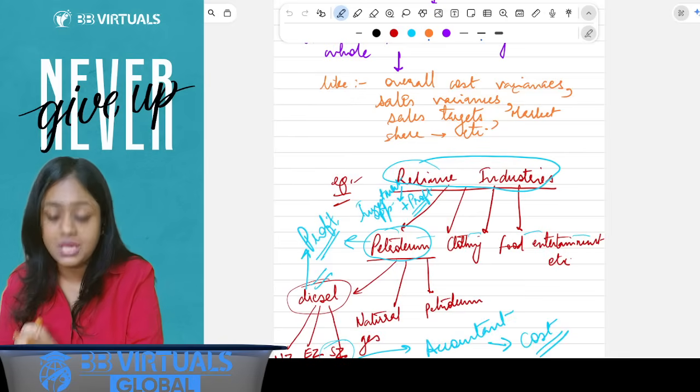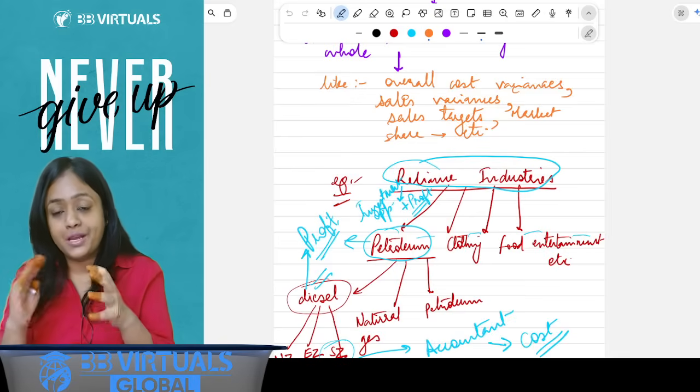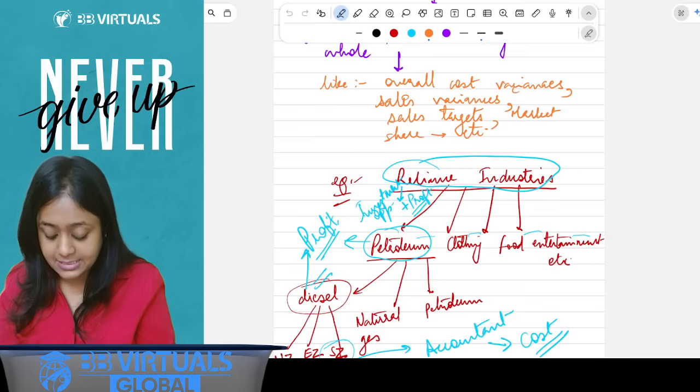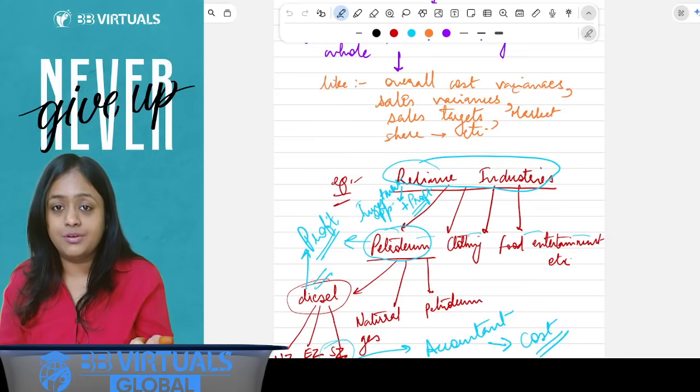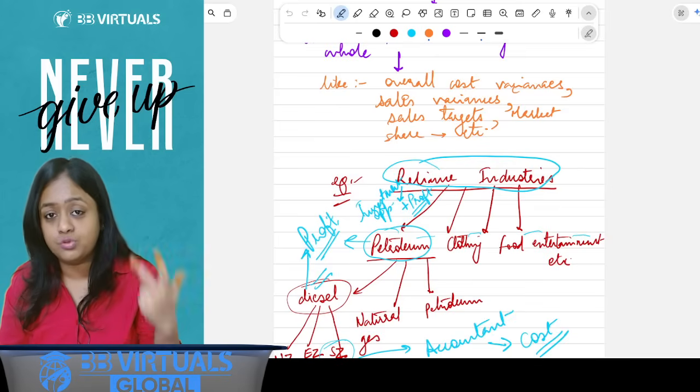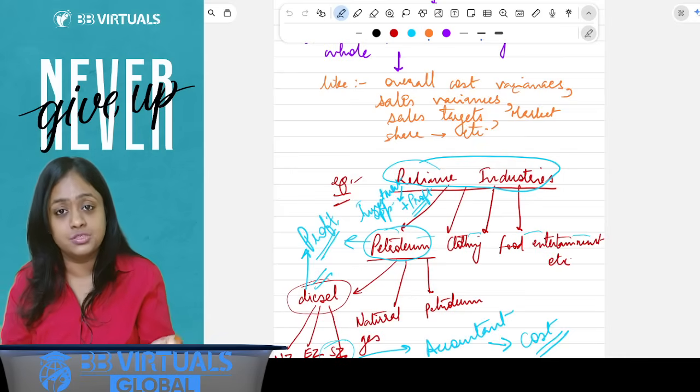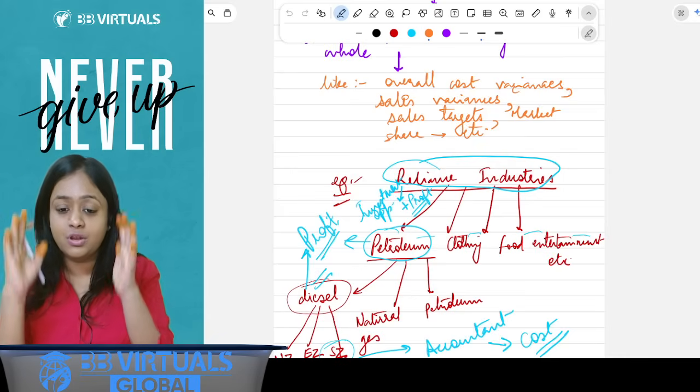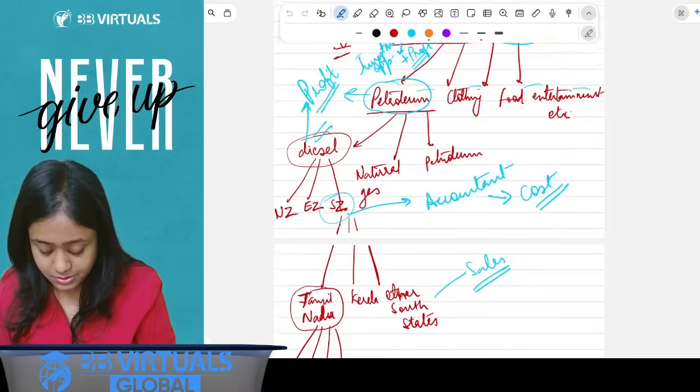different divisions. And now with respect to different divisions, we analyze the performance, that we look at the variances of different divisions, set their sales targets of different divisions, look at the sales variances of different divisions. So rather than an entity as a whole, change the perspective to different divisions.